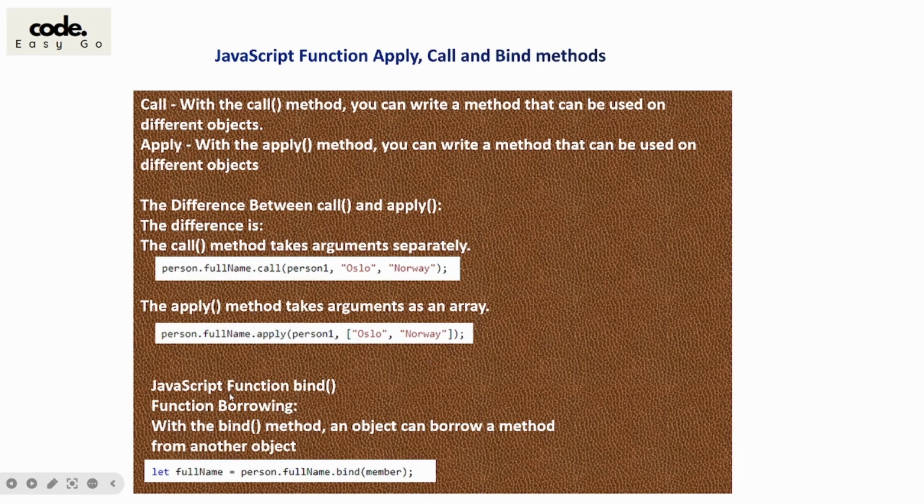That's the one. So, JavaScript function bind, function borrowing. That means with the bind method, an object can borrow a method from another object. And here you're able to say let fullName equal to person.fullName.bind. Okay, we'll go and have a look in Visual Studio Code at what I'm talking about.